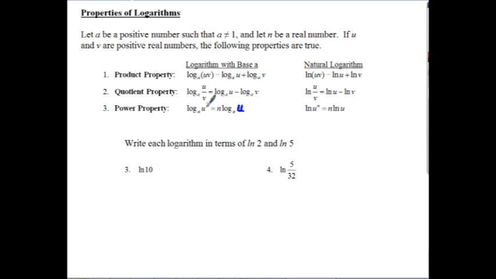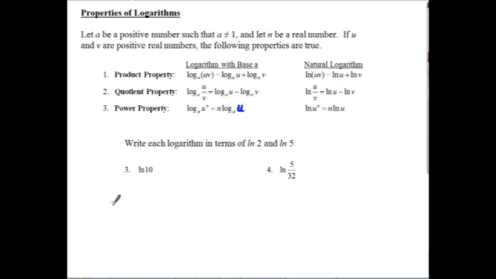But the exponent comes out in front. The n comes out in front right here. So the n, the exponent, comes out in front, and then it's just log base A of whatever that number is. And it works the exact same way if you have logs or natural logs. It's the exact same rules, and the exact same things happen to those things.